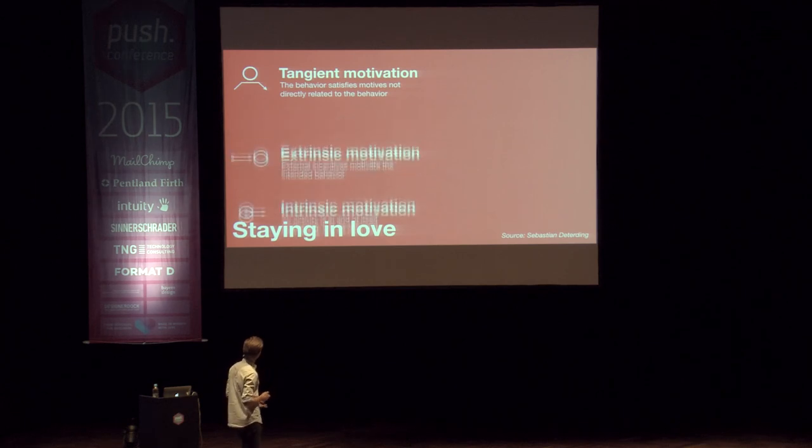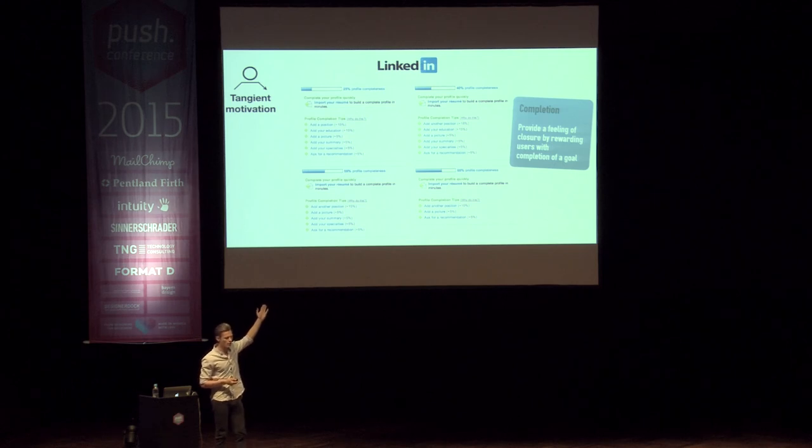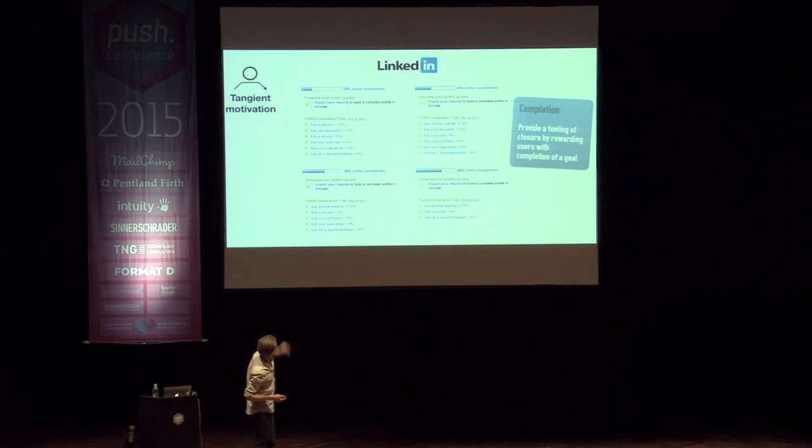So let's go through each of them. Tangent motivation first. Have you seen this on LinkedIn? I think they've put it away now. Probably a lot of you have. I started out with 25% and suddenly I was up to 60, 80. It got me going, but whatever I had to fill out didn't have anything to do with my actual goal of going into LinkedIn. At some point I dropped out at 80%, so it did do something good for LinkedIn, but I don't actually know anybody who got up to 100%. But at one point, it was just an annoyance that popped up in my face every time I got into LinkedIn. But it got me going in the first place, right?